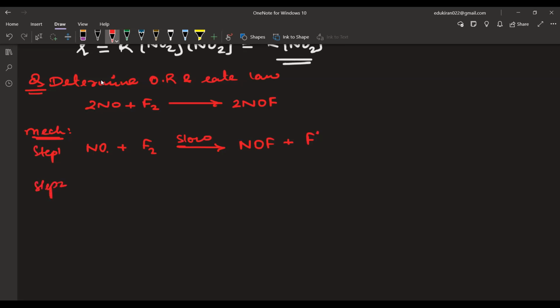Step 2 is, we have here fluorine. It reacts with another molecule of NO and it gives NOF. Right? This is fast. Now tell me what is the order and the rate law.